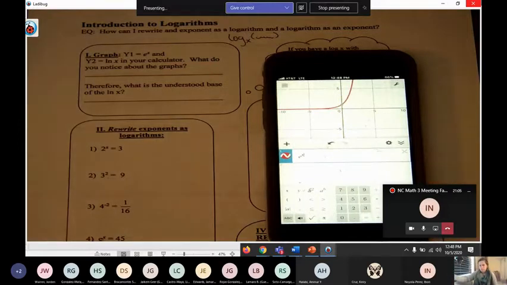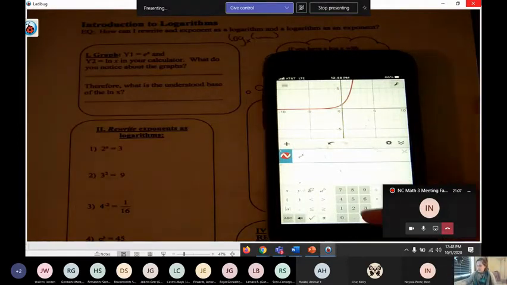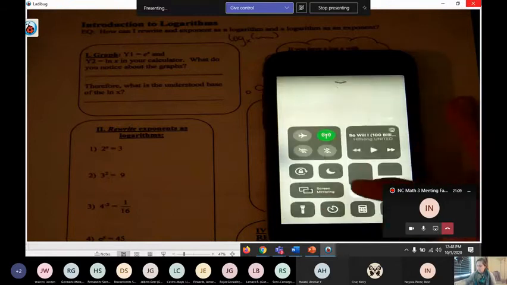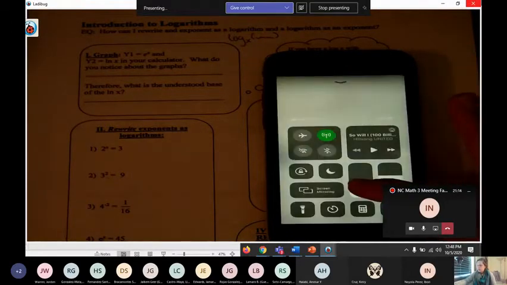Let me turn my brightness down. Maybe that'll help. It's too dark.